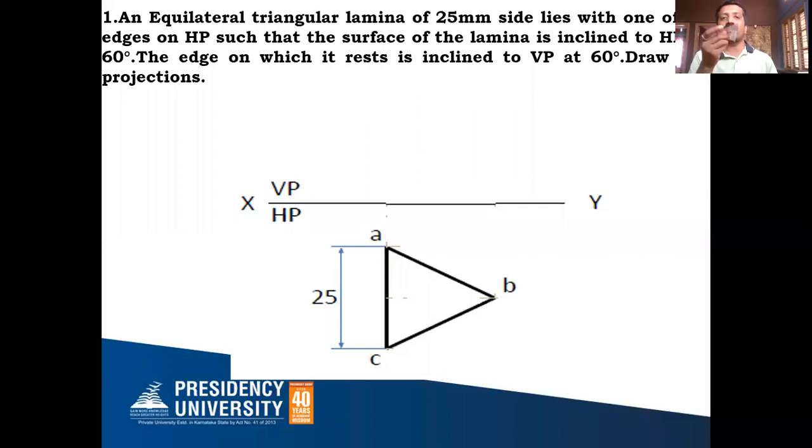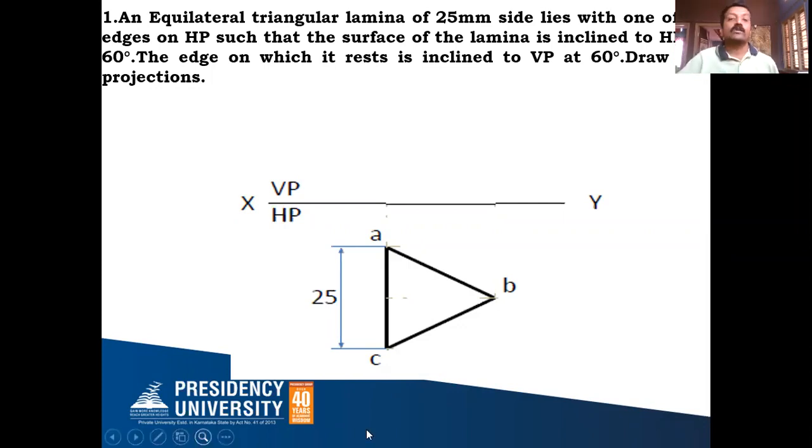He says the equilateral triangular lamina of 25 mm is resting on one of its sides on HP. You keep the entire lamina on HP, and if you see from the top, it looks like an equilateral triangle, such that the edge should come on the left side of you. Like that, you draw the true shape diagram.